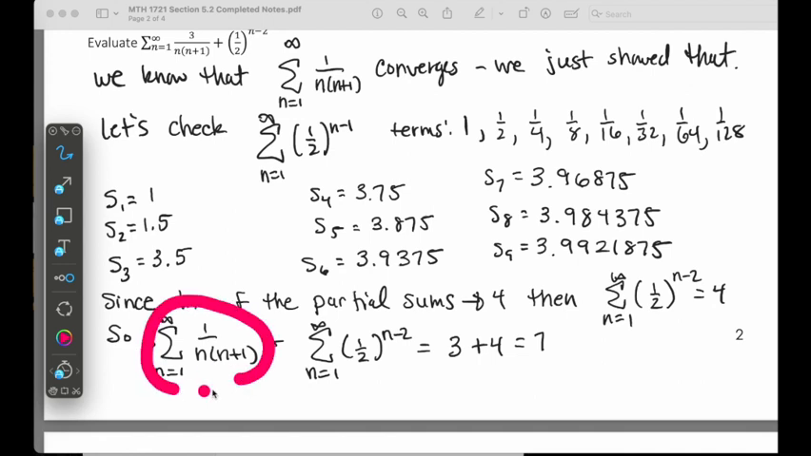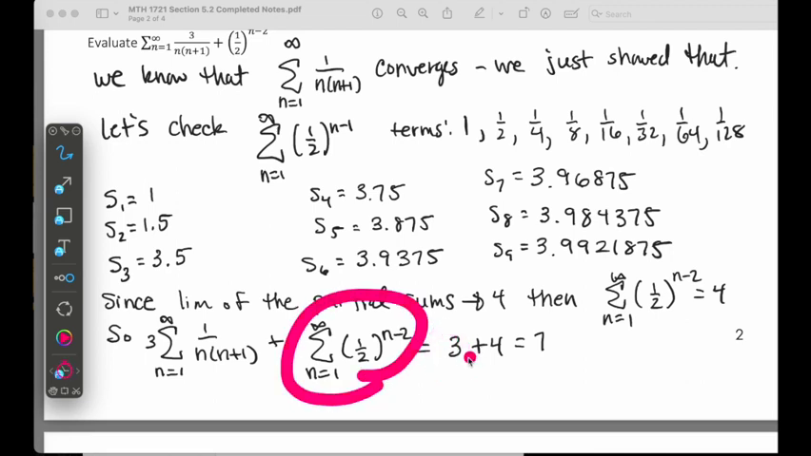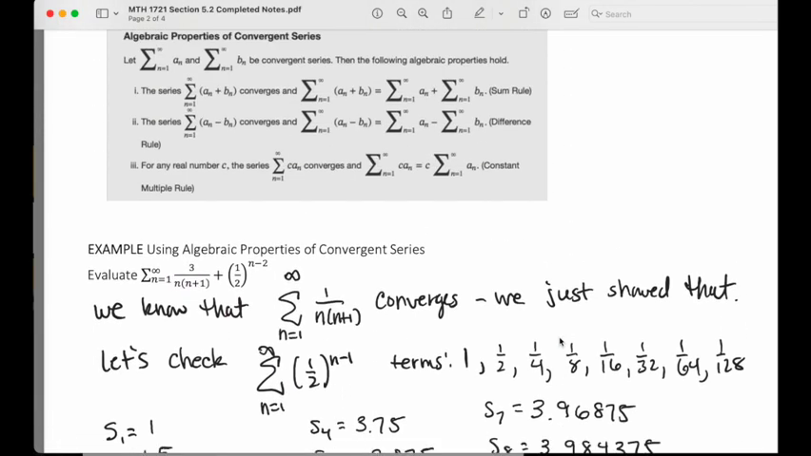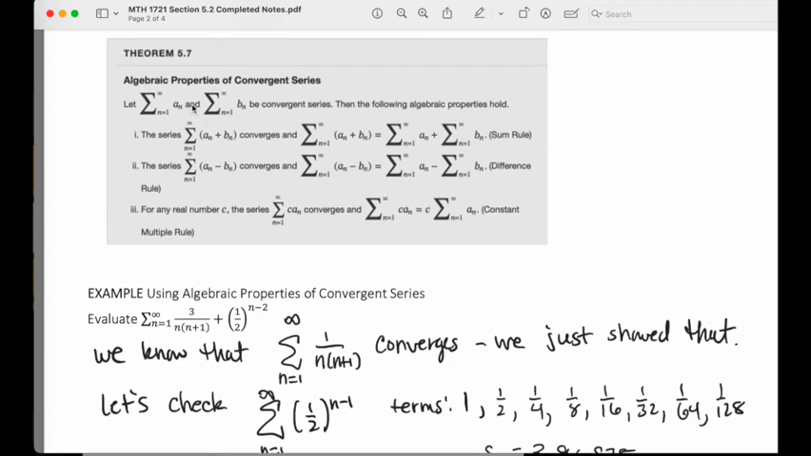So this series converged to 1, and when I multiply that by 3, I get 3. And this series we just found was 4, so when I add them up, the sum of those two would be 7. So you can use these rules here as long as you're certain that each of those individual series converges.